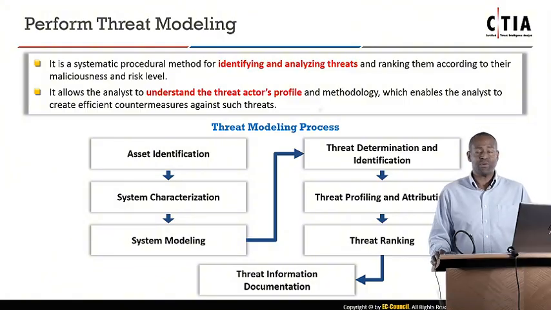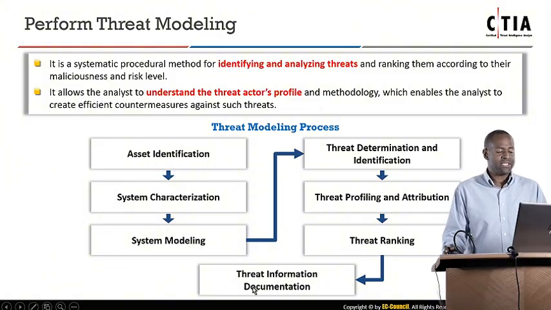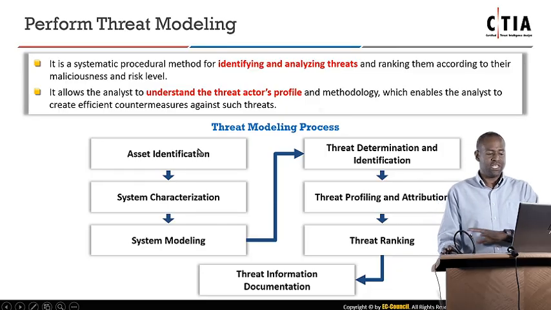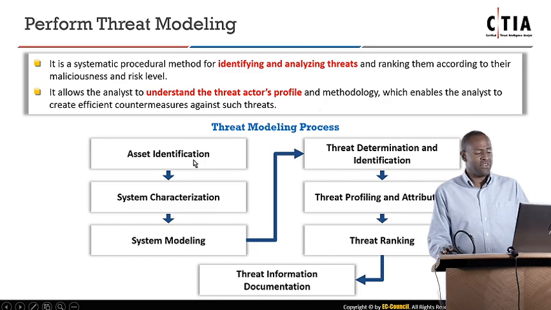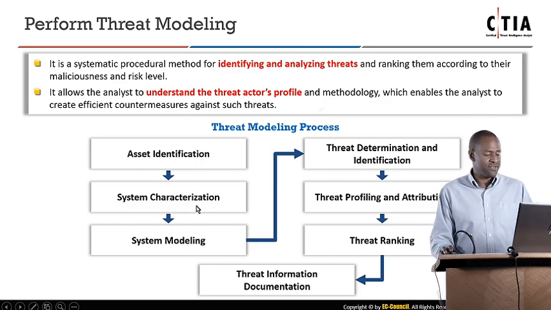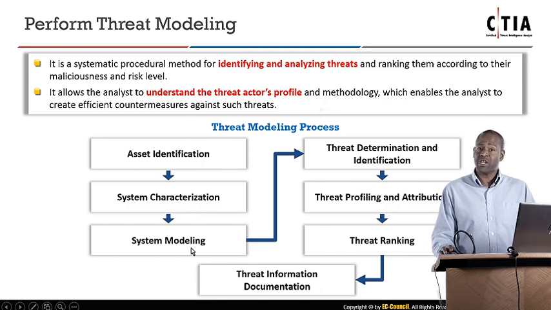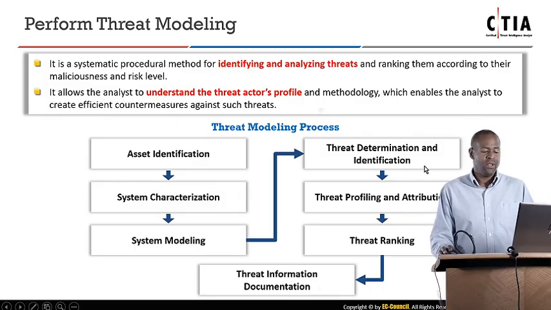So what's this process that we're talking about? Number one, asset identification. We're going to look at each of these in detail. Right now I'm just going to go through the process quickly: asset identification, system characterization, system modeling, which is going to take us to threat determination and identification, then to threat profiling and attribution, and then to threat ranking.